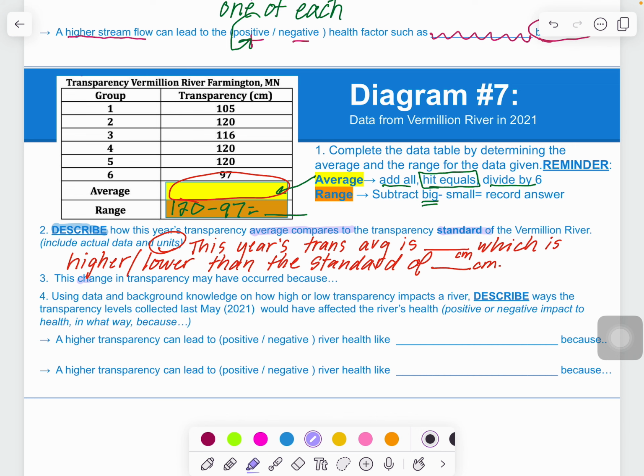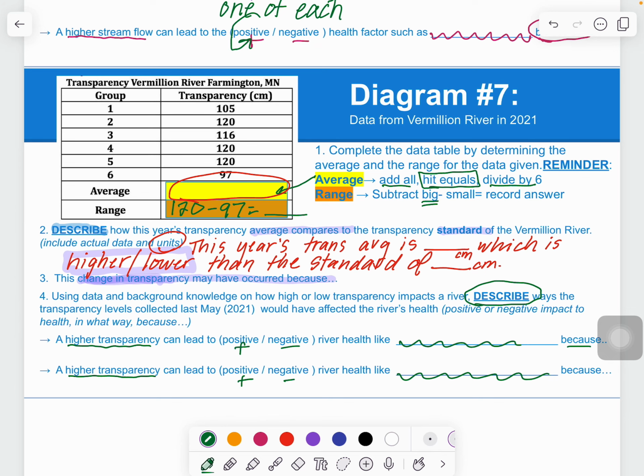And then why do we think that data is the way it is? So if it's higher or lower, what maybe happened to impact that transparency change? And then just like we did above for stream flow, we're circling back to say what would be happening with the health. So I already got the sentence starters for you. A higher transparency can be positive or negative. Here's the impact because, then you've got a second one. A higher transparency can be positive or negative because.